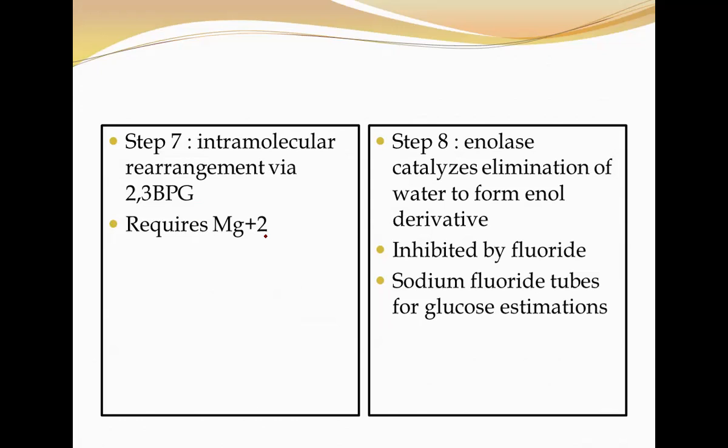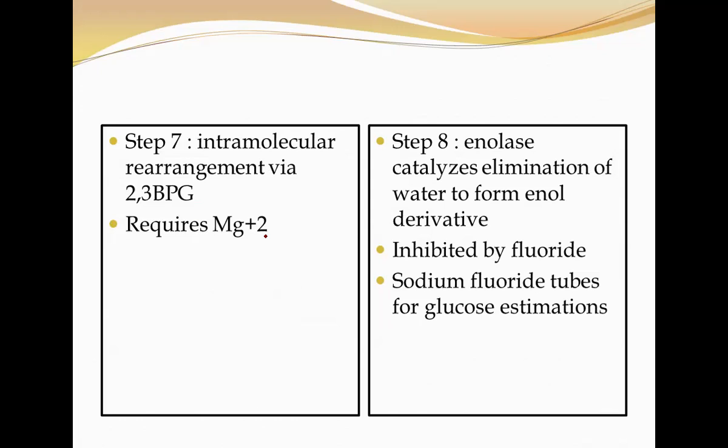Now you have 2-phosphoglycerate. You will have to generate another high energy compound. So the eighth enzyme, enolase, steps in, which will catalyze dehydration, or removal of a water molecule, to form enol. Now, this is very important because the enolase enzyme can be inhibited by fluoride.